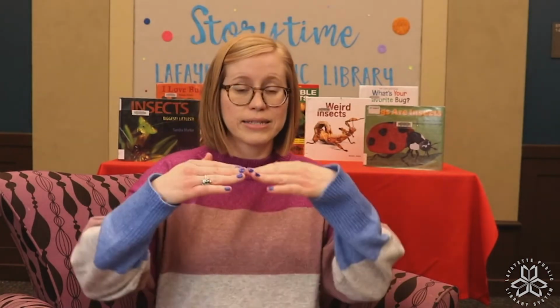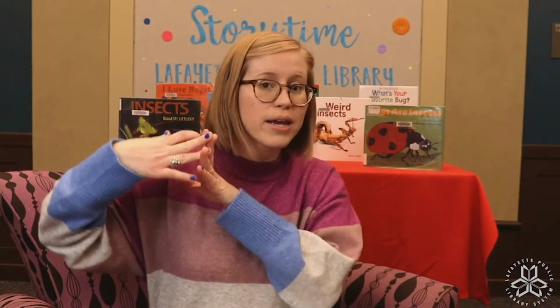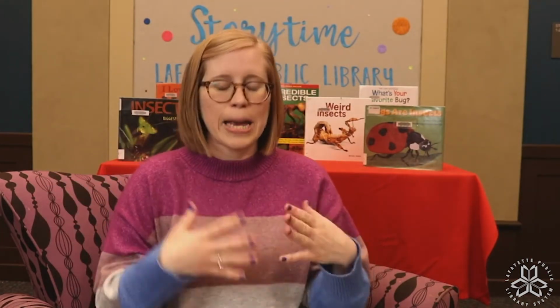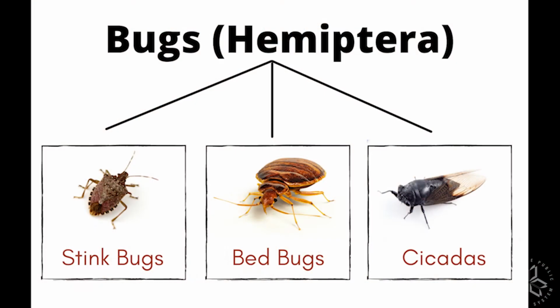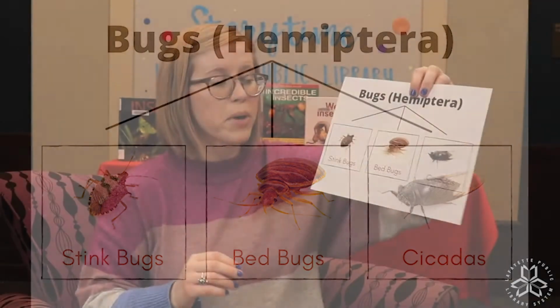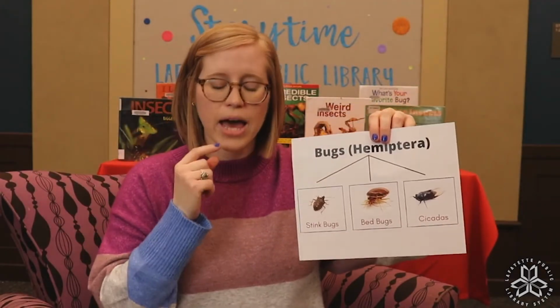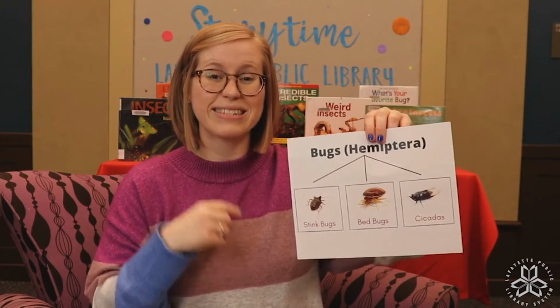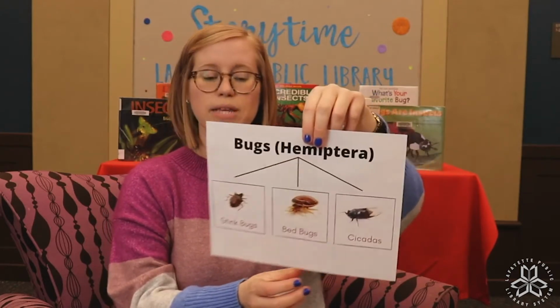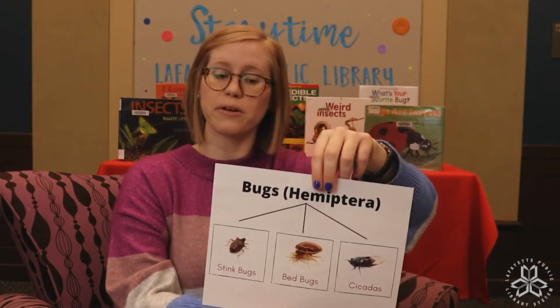So just like insects are a type of arthropod, bugs are a type of insect. And they are in a group called Hemiptera. So here are what some true bugs are. Now, true bugs are different from insects in that most bugs have a straw-shaped mouth or a stylet that allows them to sap juice from plants or blood from other animals.